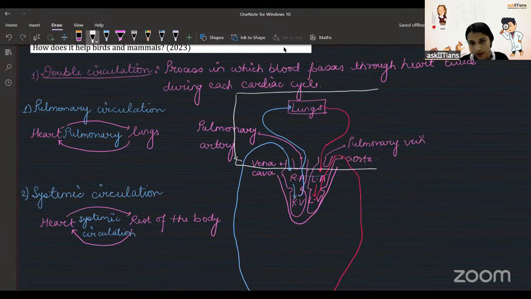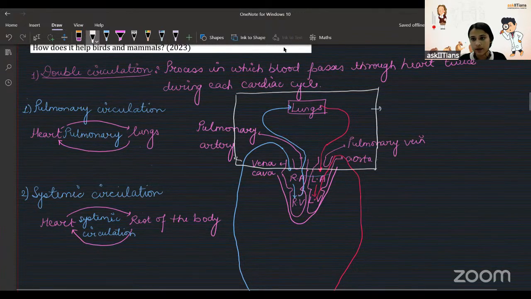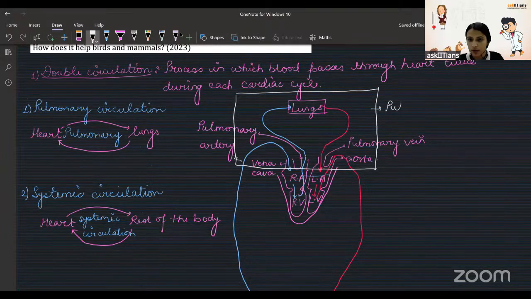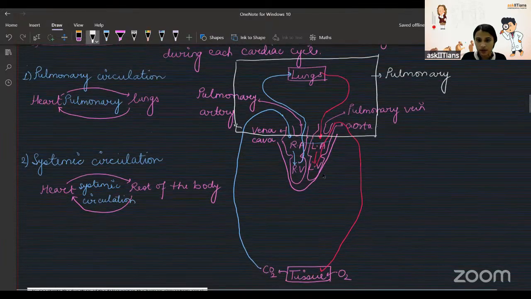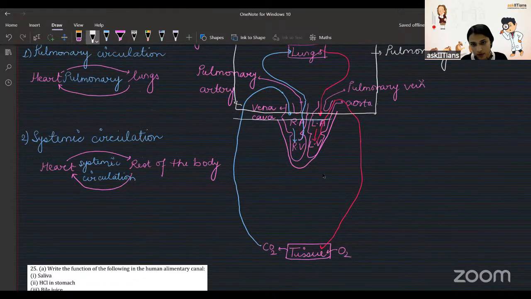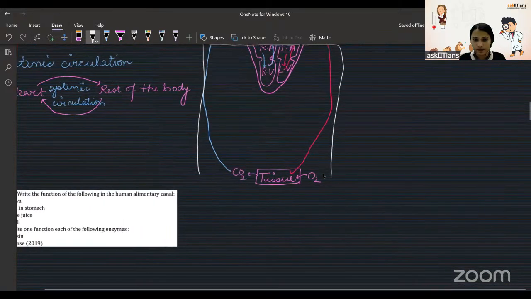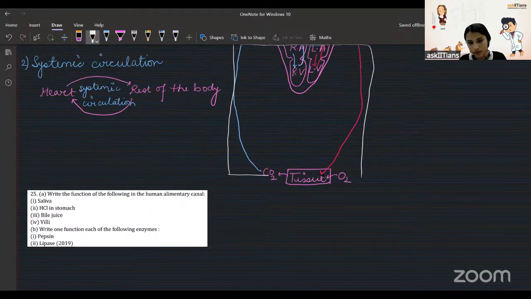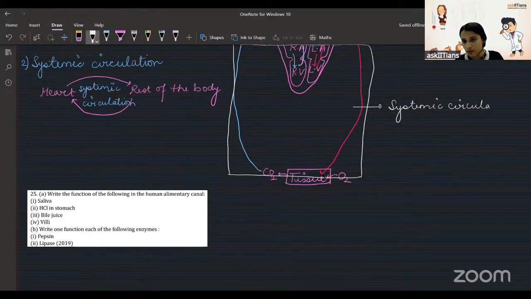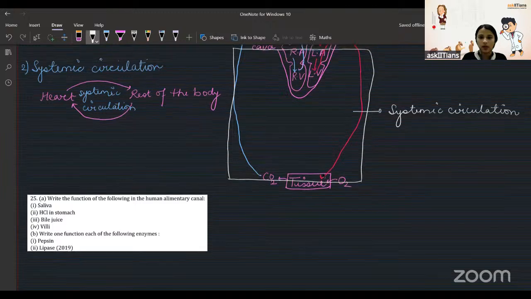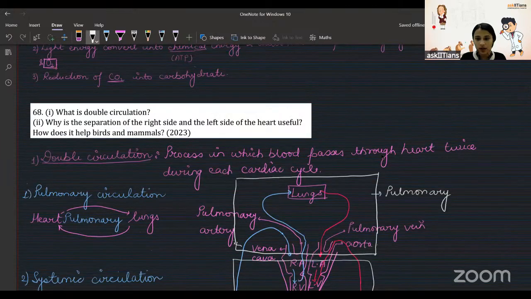This is your pulmonary circulation. This is your pulmonary, and this one is your systemic. Okay. I hope double circulation is clear to all.